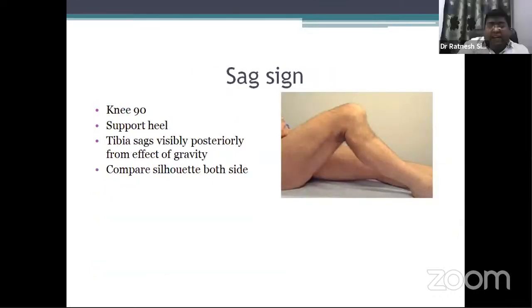Sag sign. In 90 degrees of knee flexion, support the heel. The tibia sags visibly posteriorly from the effect of gravity, like you can see in this picture. Compare with the other side. Sag sign is positive in PCL injury.